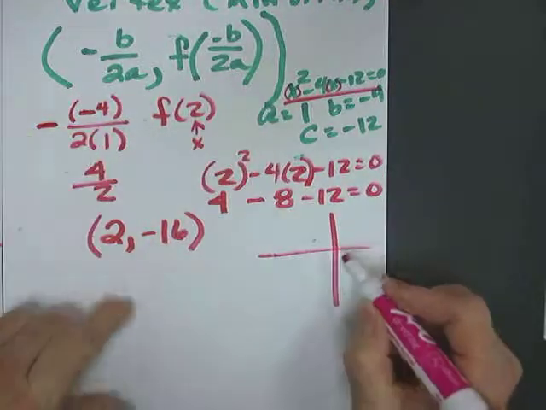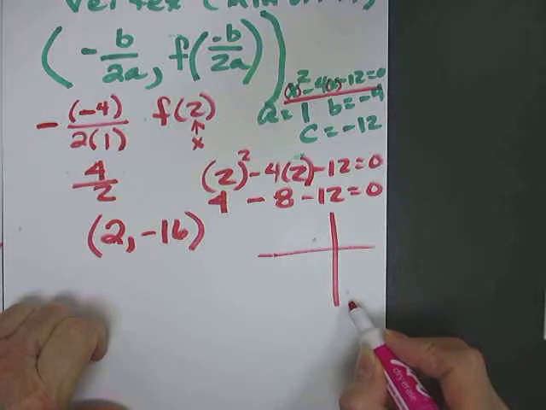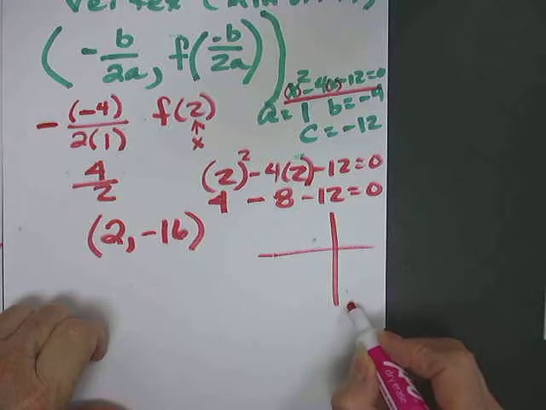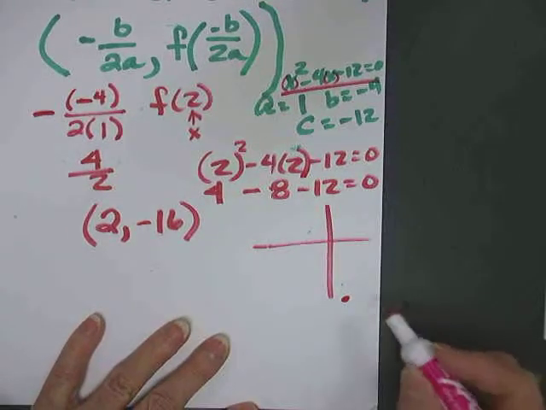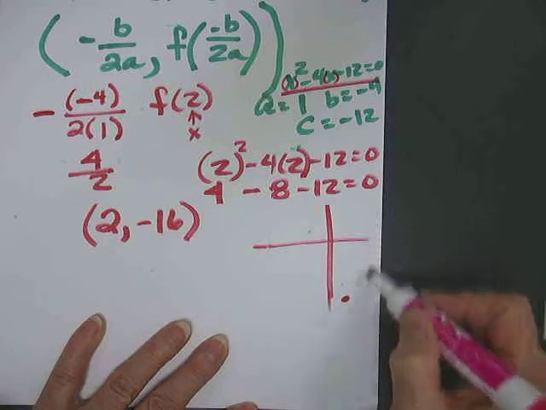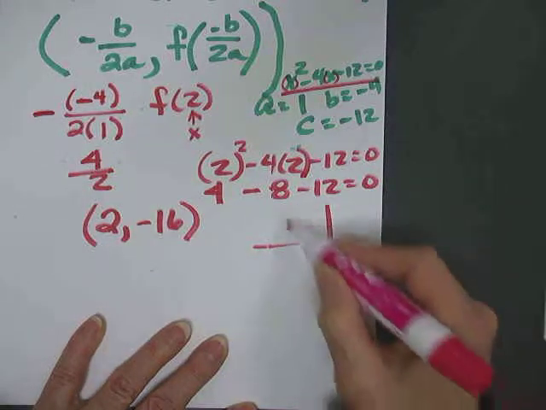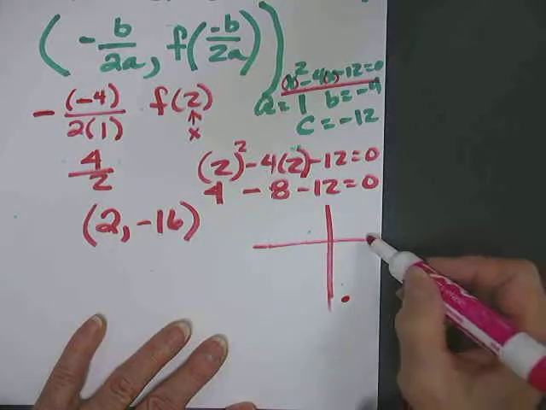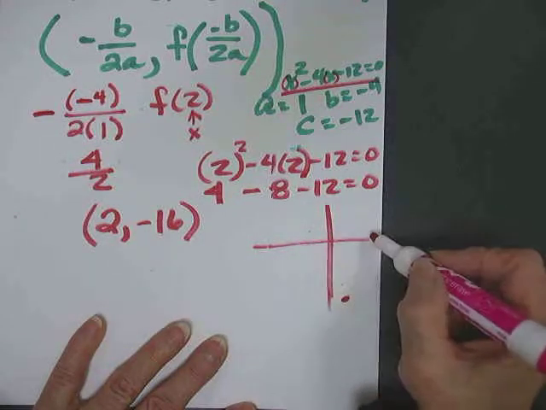So you know that it opens up because it's got a positive. And so whatever 2, negative 16 would be, somewhere down here or something, that would be our vertex. So we know it's going to open up.